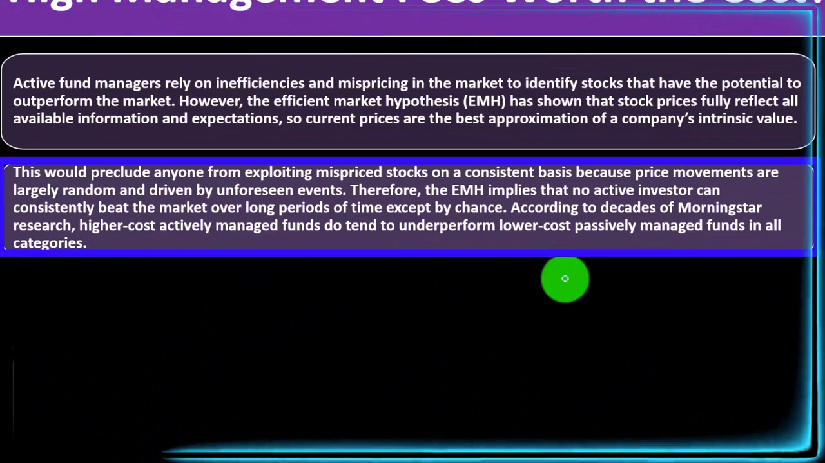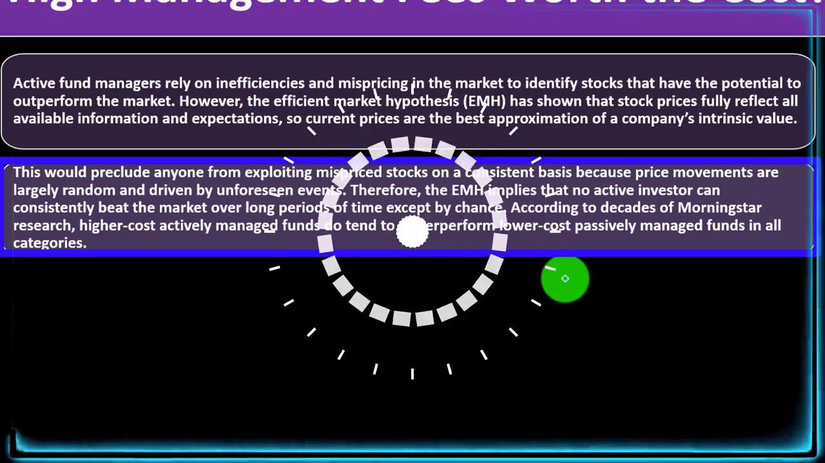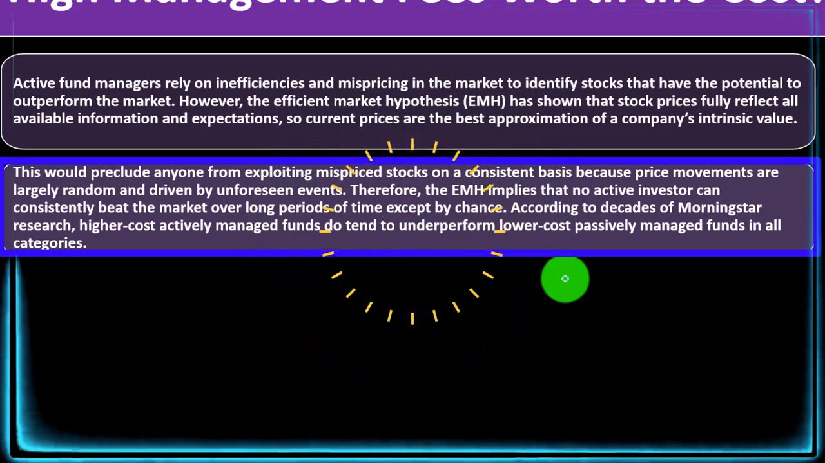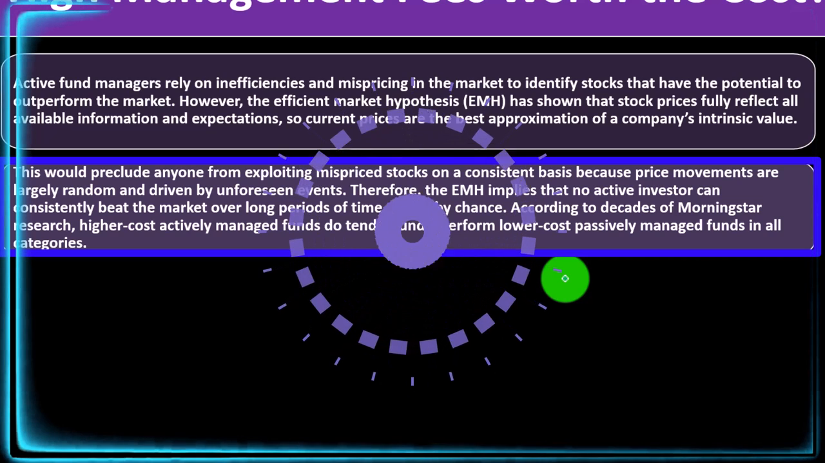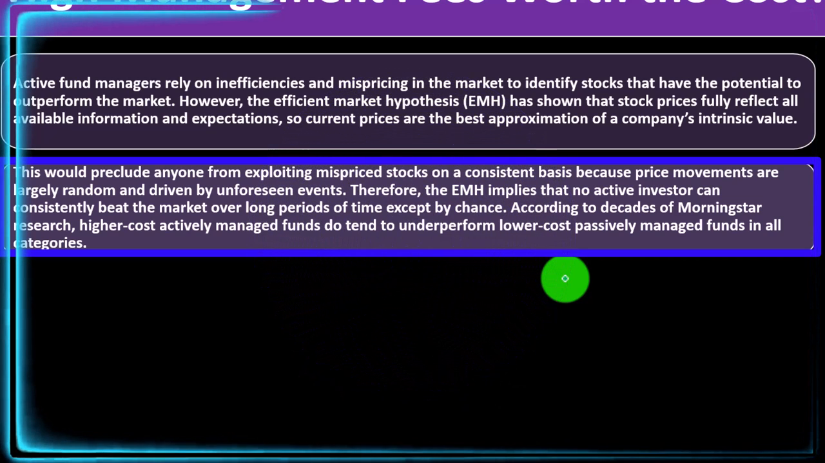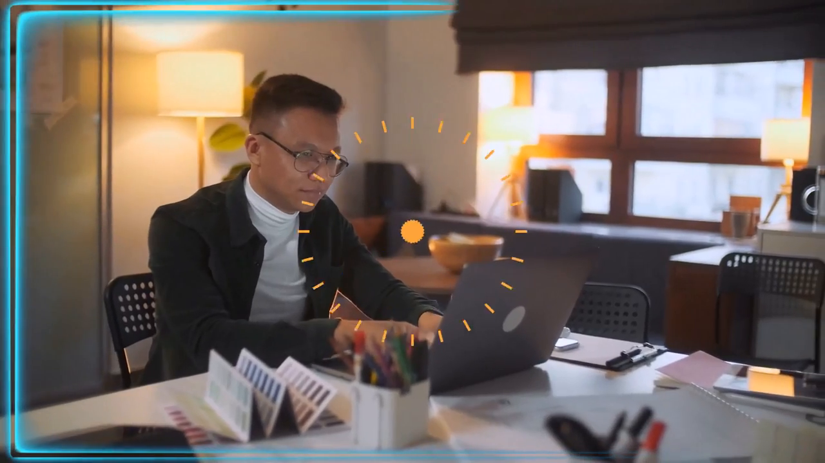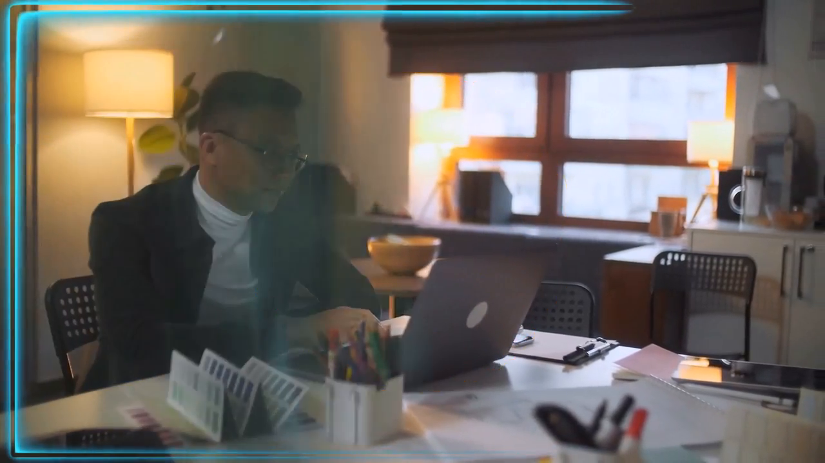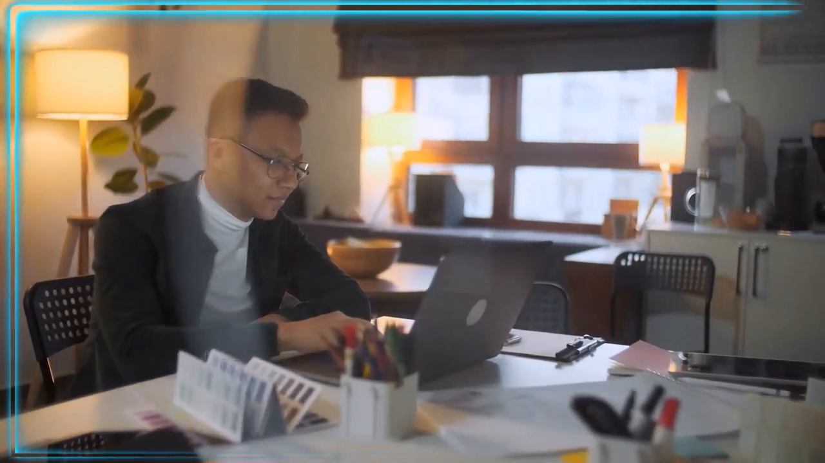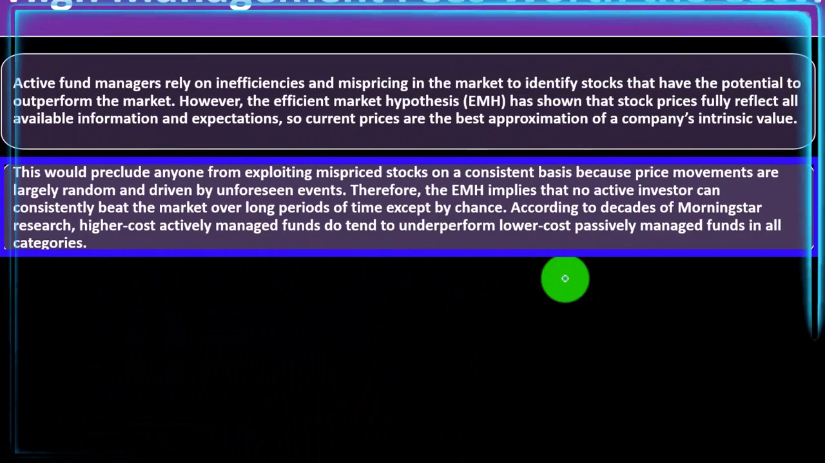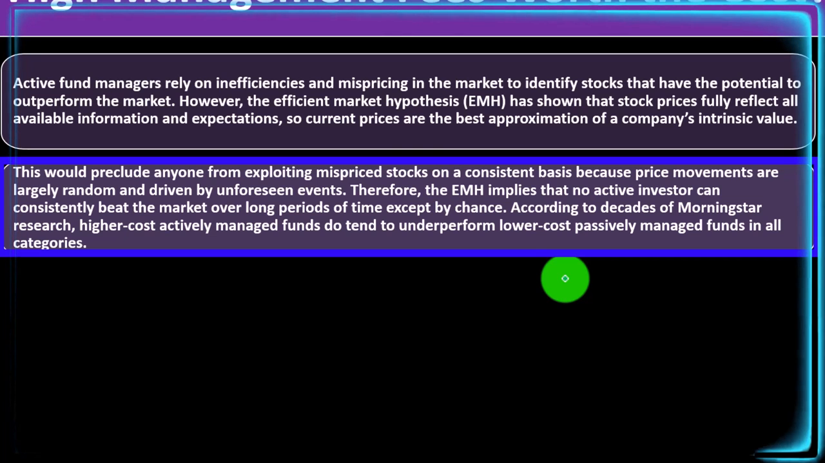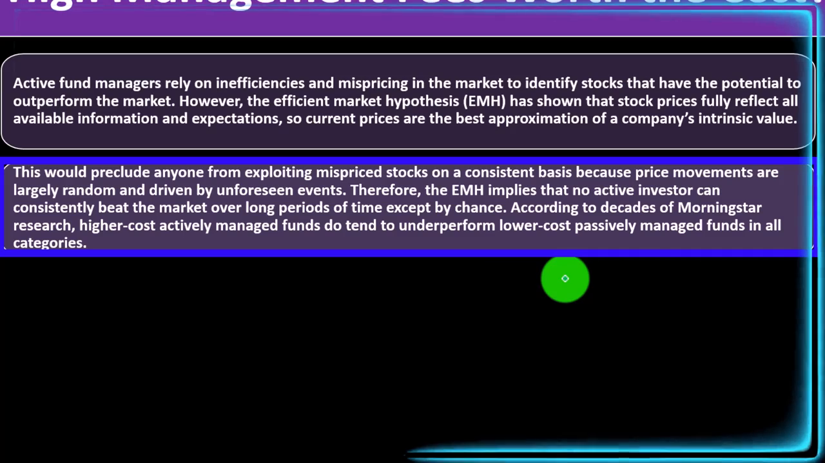So this would preclude anyone from exploiting mispriced stocks on a consistent basis, because price movements are largely random and driven by unforeseen events. So if you believe in efficient markets, you would think that you couldn't have one person beating the market all the time, because you would think that everything is efficient generally. Therefore, the EMH implies that no active investor can consistently beat the market over long periods of time except by chance.